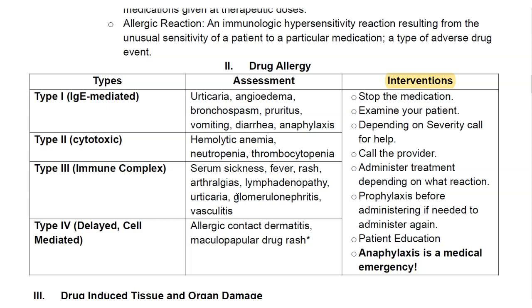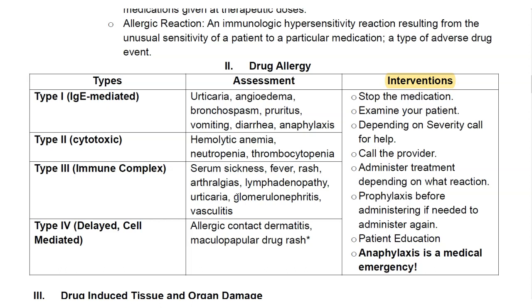After stopping the medication, even if it's just a suspicion, you want to make sure that you're stopping it. Now, after stopping the medication, you need to examine or assess the patient. Make sure that everything's okay, check the vital signs, and do your head-to-toe assessment. Depending on the severity, you may need to call for help. You have to call the provider and report what happened, what drug was given, when the reaction happened, what the patient's response was, and what your assessment findings were.